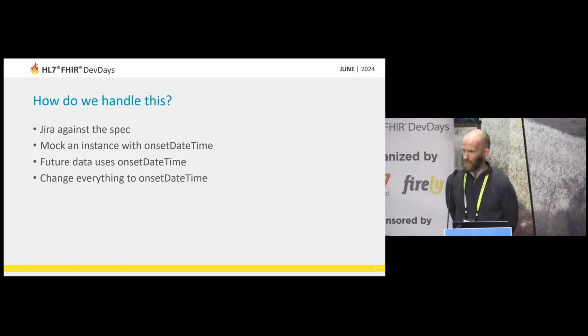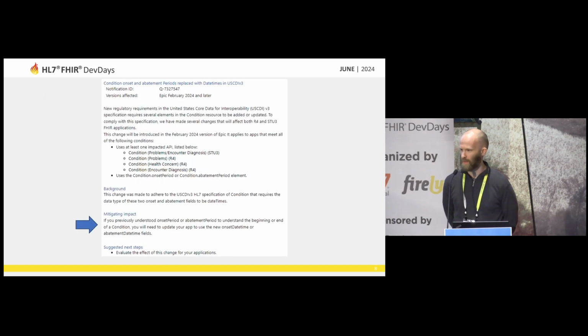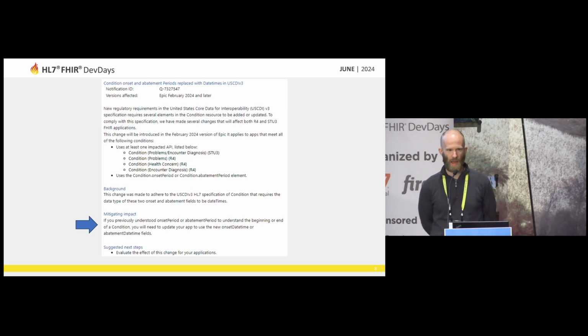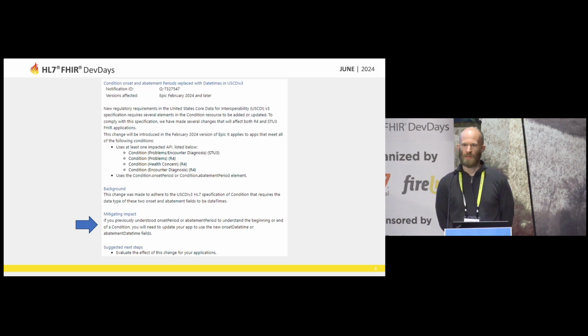So what we ended up choosing to do was just change everything from period to date time. This is a change we made as a server, but when we make that change, we have to tell all of the apps that are using that API, hey, be ready for this change, right? So if you've written software as an app to query our API and you're parsing out the onset period, that won't be there anymore. And now you have to be prepared to look at onset date time instead.